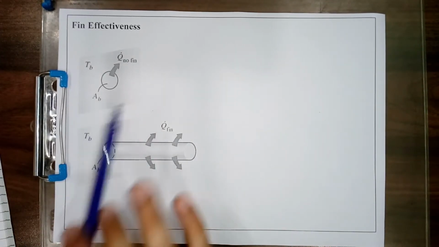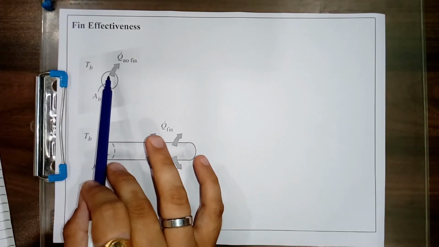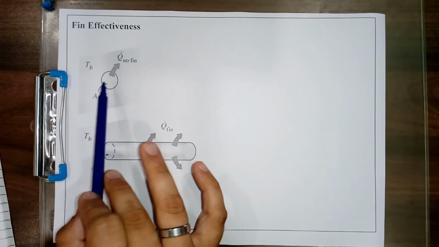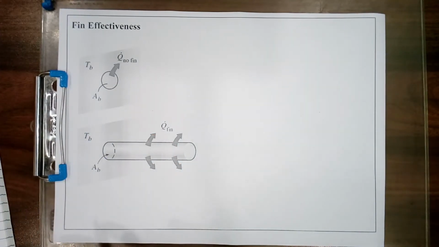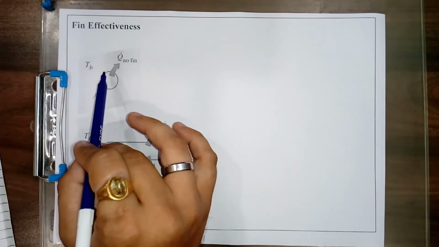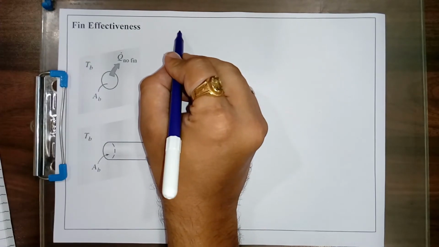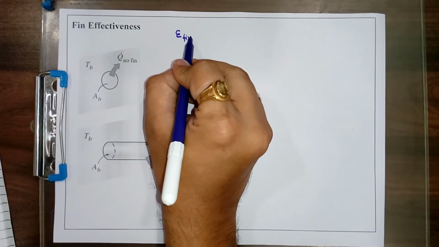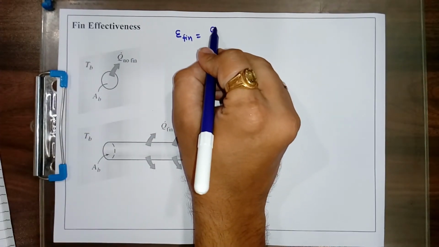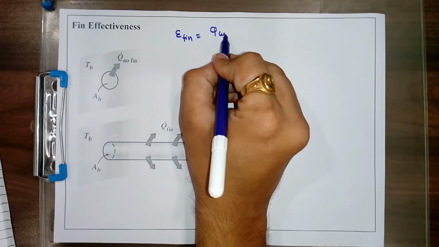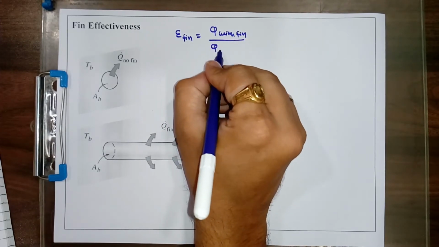In case 1, there is no fin, there is a q dot no fin. And second, with the same base area, here I can take the circular cross section. So there is no fin on the circular cross section, and the fin which has a circular cross section I have fitted over this area. So effectiveness, indicated by E, can be defined from the figure: Q, the rate of heat transfer with fin, divided by Q without fin.